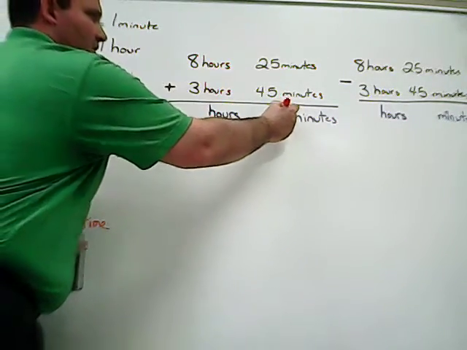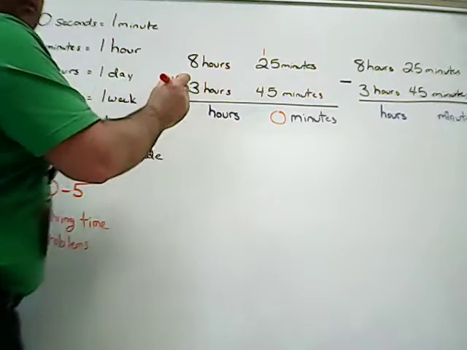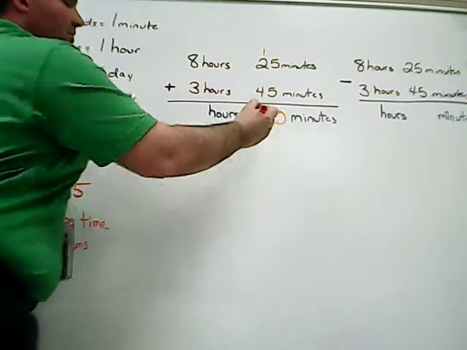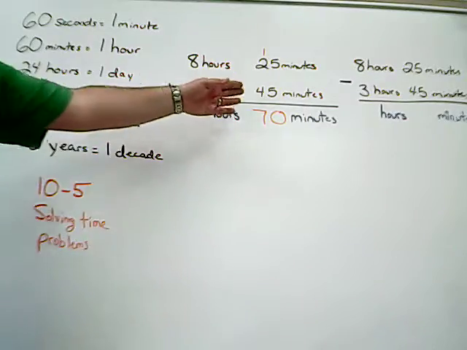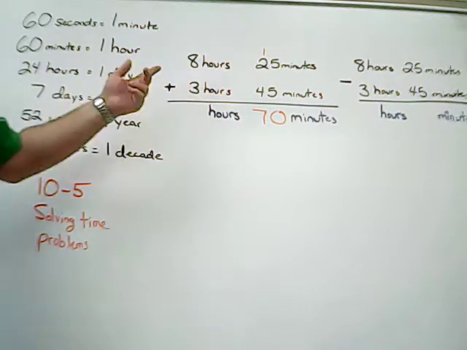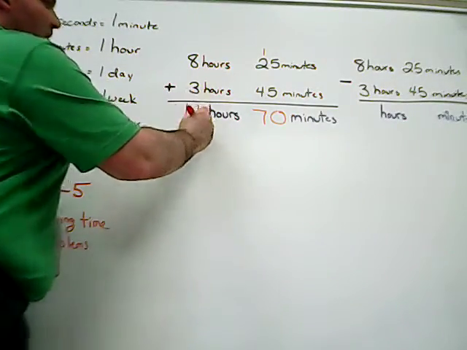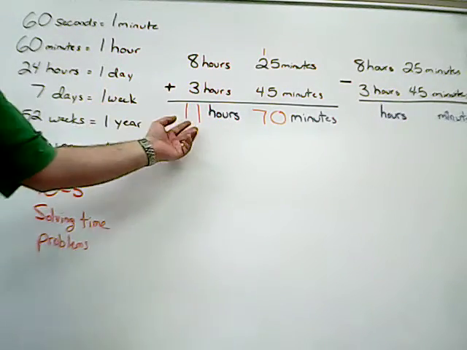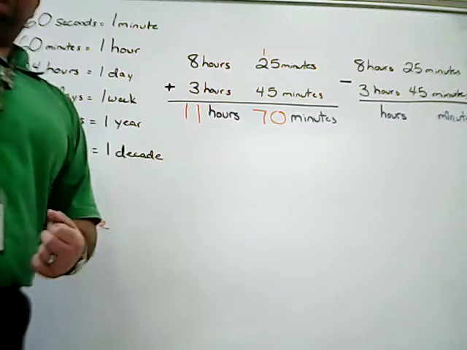Put my 0 down. Carry my 1. 4 plus 2 is 6. Plus 1 is 7. Then I move to my hours column. 8 plus 3 is 11. So I have a final answer of 11 hours and 70 minutes.